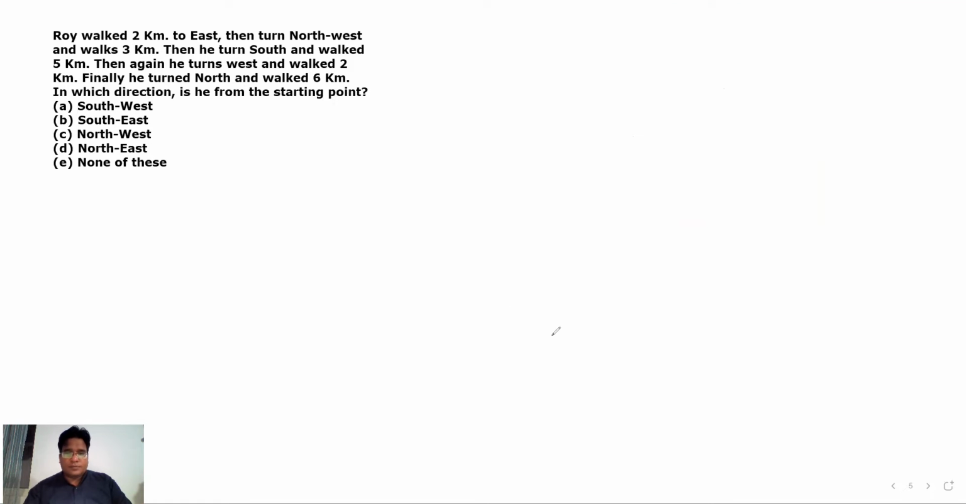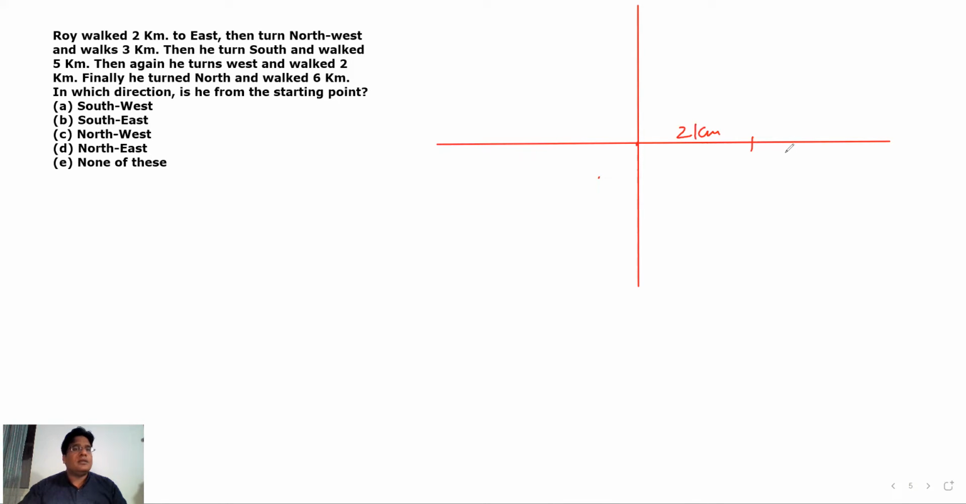Roy walked 2 kilometers to east. Suppose Roy is standing here and he covers 2 kilometers in the east direction. Then he turns northwest and walks 3 kilometers. Now the person is standing here. And what is northwest? Northwest is this direction. So from this point, northwest is in this direction, and he walks for 3 kilometers.